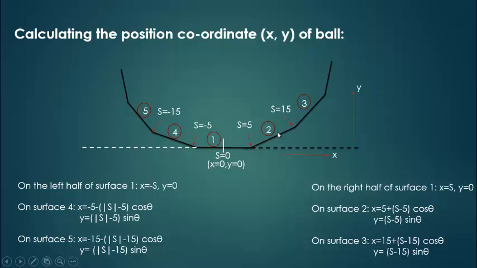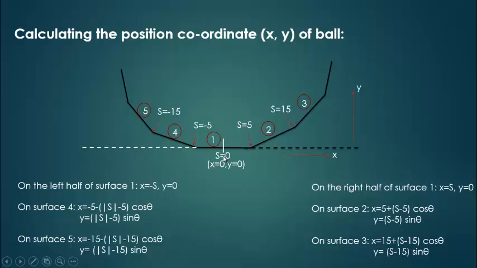As an example, if the ball is here on surface 2, we have to use these equations to translate the positions of the ball from the value of s. Here you can see we have to add 5 and then subtract 5 from the value of s and multiply it with cos theta, the alignment angle of the surface. And the same goes here with the rest of the equations. This is for surface 3, and this is for surface 4, and this is for surface 5.